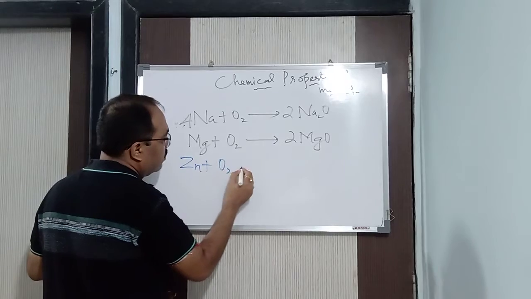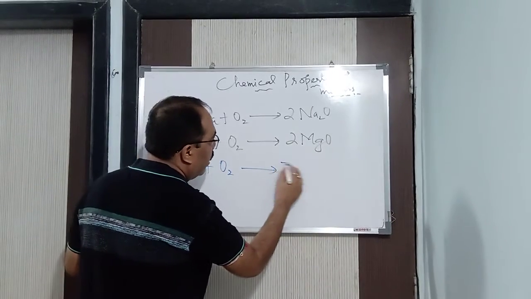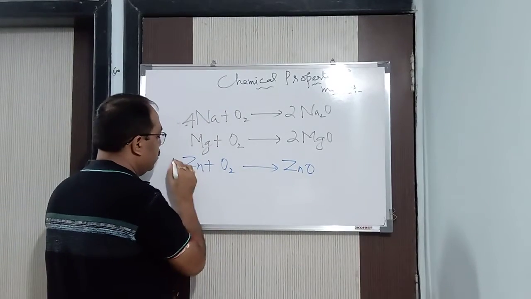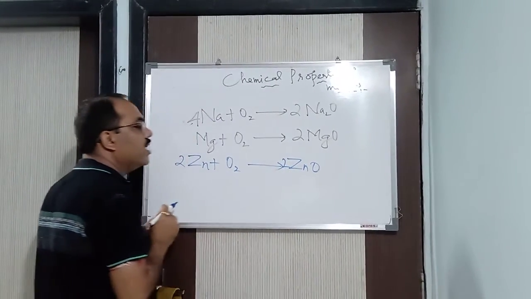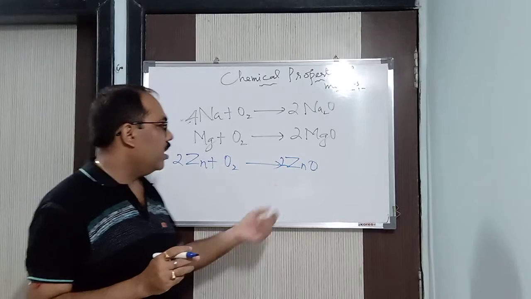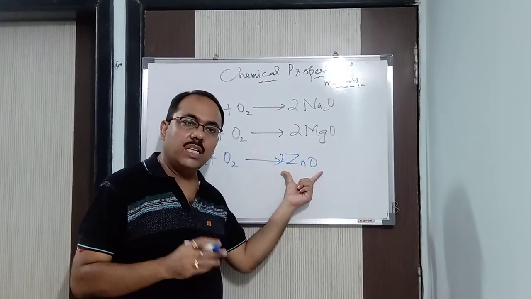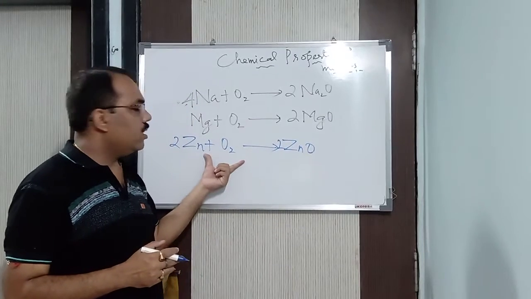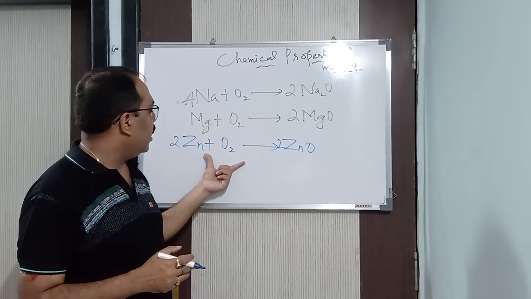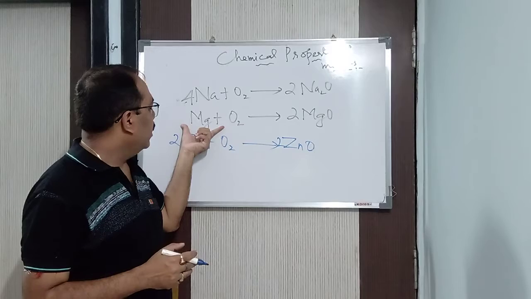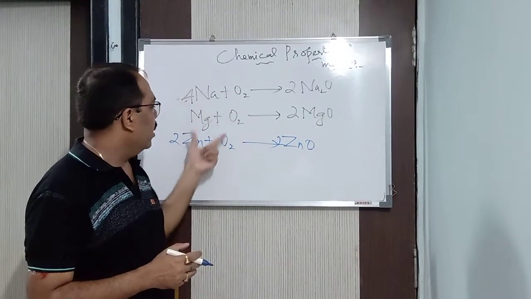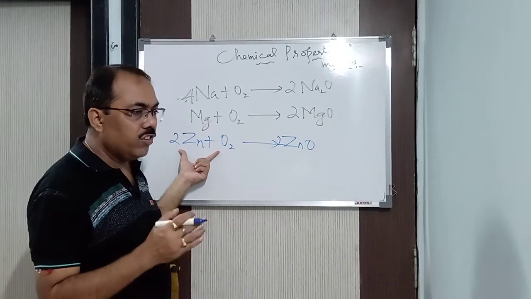Now, after that, I come to zinc. Zinc reacts with oxygen to give a blue colored light, to form zinc oxide. 2Zn plus O2 gives 2ZnO. It burns with a blue colored light. Here I am taking heated magnesium, here I am taking ordinary sodium in air, but here I have to heat it for a long time.